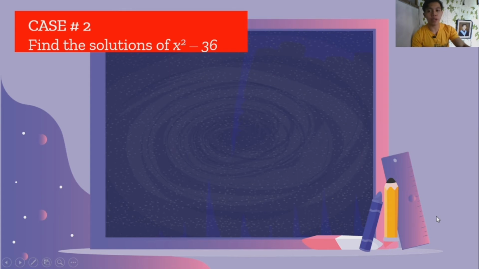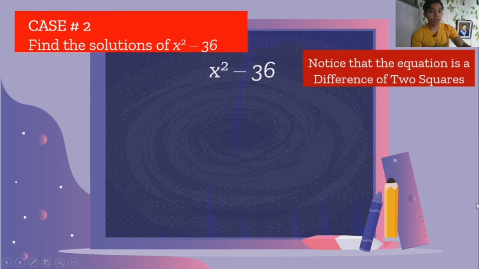Case number 2 tayo. Find the solutions of x squared minus 36. Okay? Kopyahin lang muna natin. X squared minus 36. Anong nanonotice nyo sa ating quadratic equation? This is what we call difference of two squares. Paano ko nasabi? Difference, ayun o, minus. Two squares. Ang x squared ba ay square? Yes. Ang 36 ba ay square? Yes. So, notice that the equation is a difference of two squares.